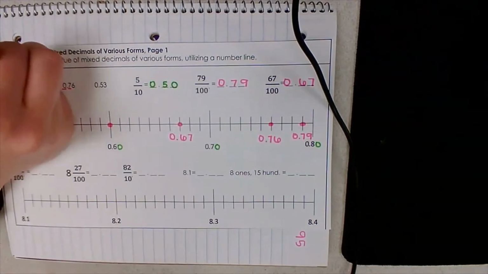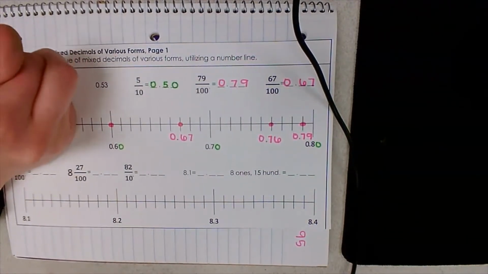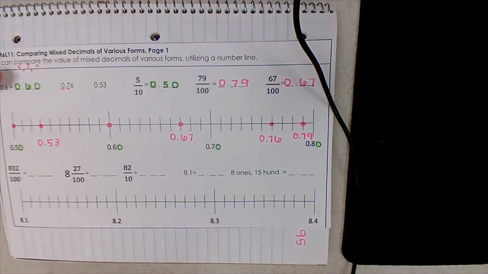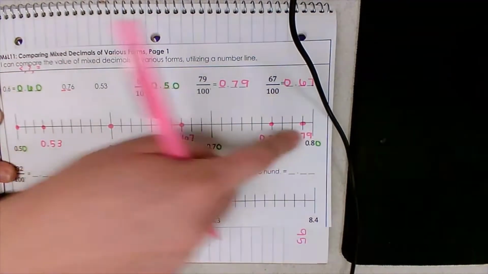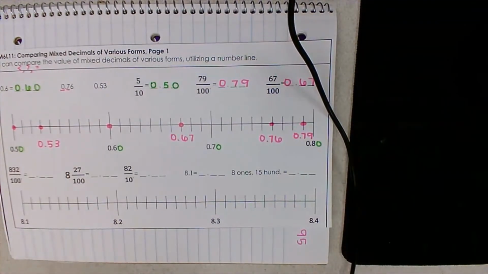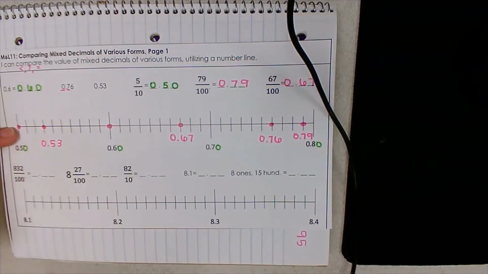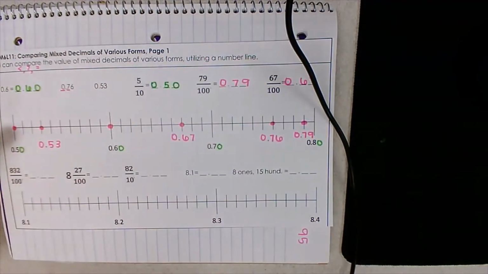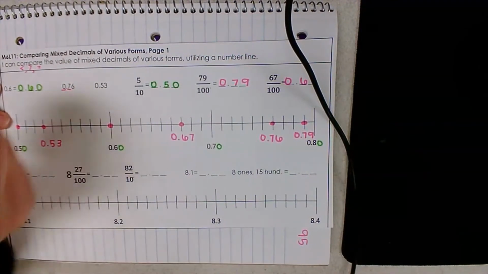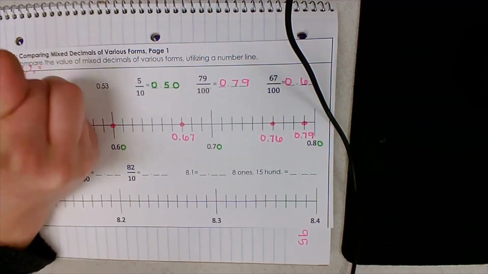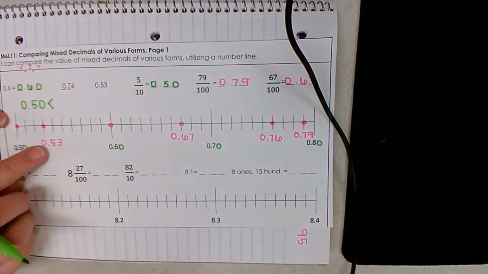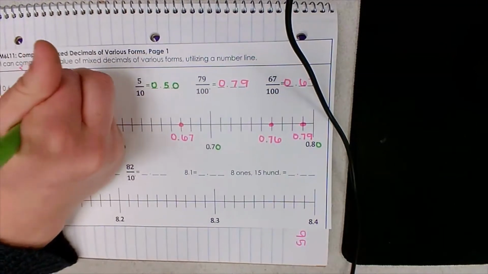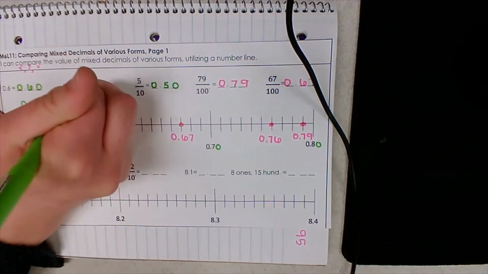Our objective says that I can compare those, which means I'm going to be using these symbols, greater than, less than, or equal to, to compare the decimals that are plotted on this number line. I'm going to start with the one all the way at the very beginning and work my way up. My smallest decimal, the one closest to the beginning of the number line, is plotted at 0 and 50 hundredths, which is less than our next decimal, 0 and 53 hundredths.